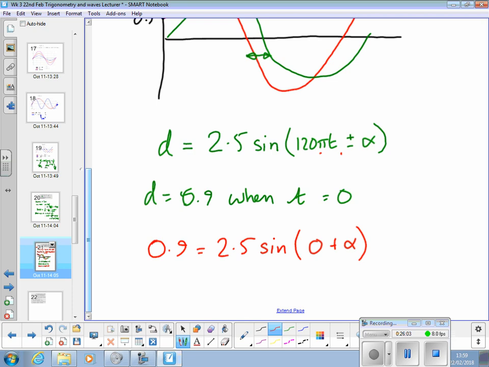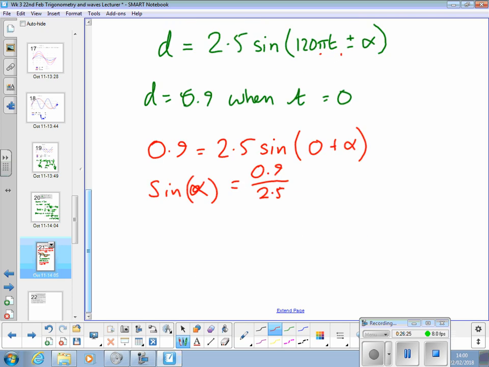We've got to rearrange that now. What are we going to do? Bring the alpha bit over this side. Yeah. sine alpha is equal to 0.9 over 2.5. Therefore, alpha is equal to sine to the minus 1 of 0.9 over 2.5. We want our answer in radians, remember, because we've got omega in the question. So you need your calculators in radians mode.